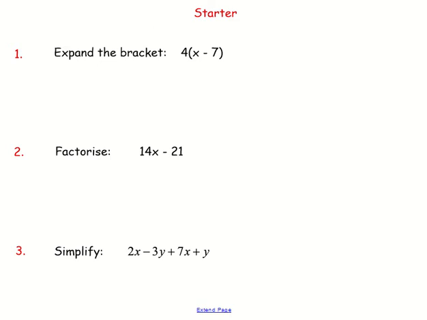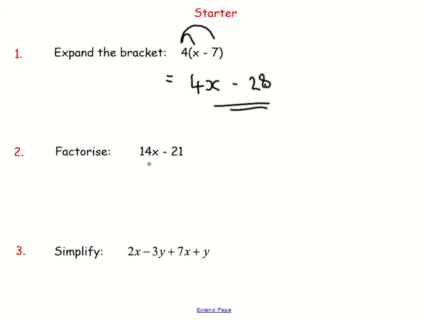Okay, so question 1, expanding the brackets. So if you remember back to our previous lessons, expanding the brackets means we multiply the thing outside the bracket by everything inside the bracket. So 4 multiplies the x, and then 4 multiplies the -7. So 4 multiplied by x, let's hope you got 4x, and then 4 times 7 is 28, so minus 28.